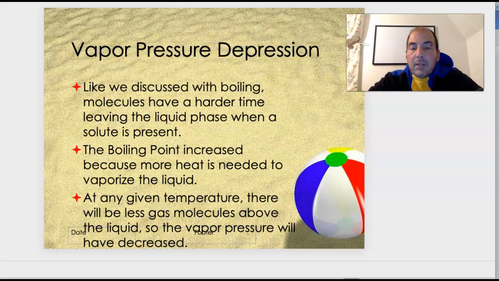There are two other ones I'm going to mention briefly. Vapor pressure depression. We talked about vapor pressure earlier in this unit. So again, when we put a solute into our solvent, it's going to make it more difficult for the solvent to vaporize. And so there's going to be less vapor pressure. No big surprise there.